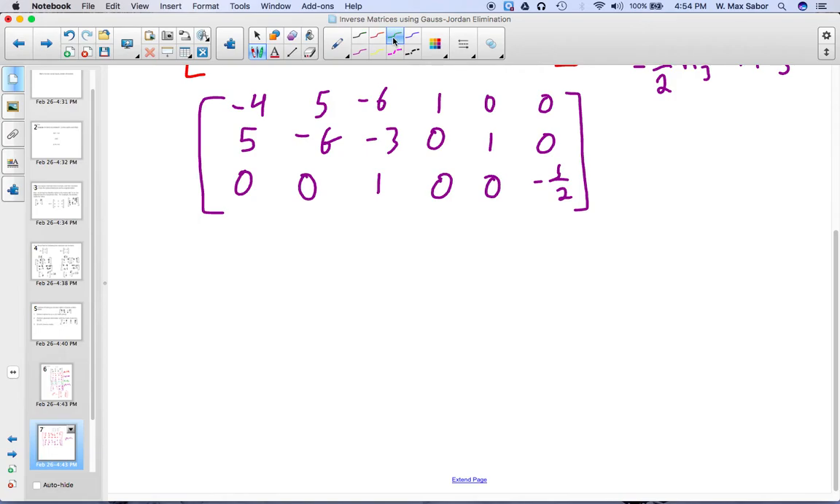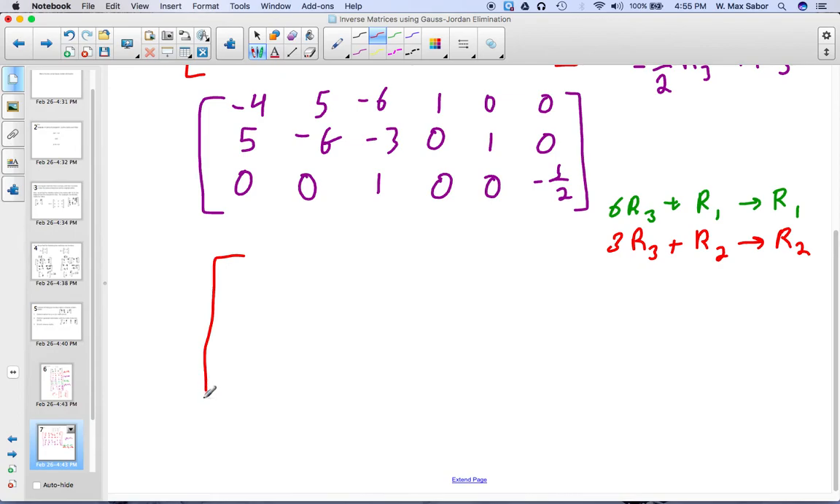If you don't mind me going a little faster, what I'm going to do is add 6 times that third row to the first row, because I want that to cancel out here. I'm also going to add 3 times that third row to the second row. And yes, you can do these 2 row operations at the same time, as long as you're still not breaking any of those rules.